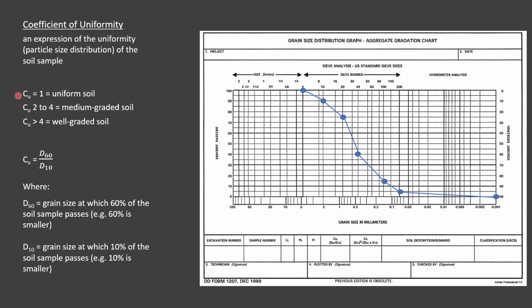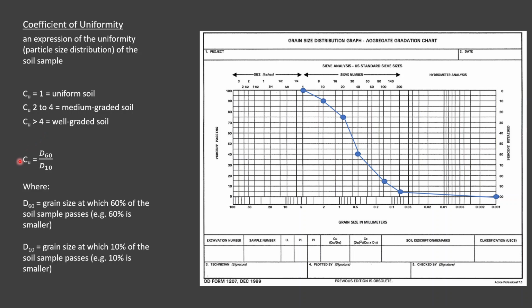If your coefficient of uniformity is equal to 1, you know you have a uniform soil. If your Cu is between 2 and 4, you'd have what you call a medium graded soil. And if your Cu is greater than 4, you have a well-graded soil.